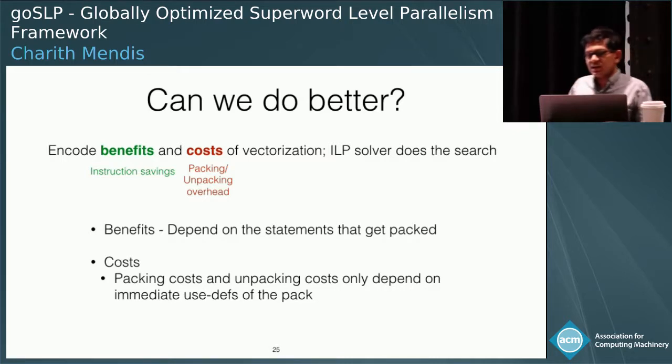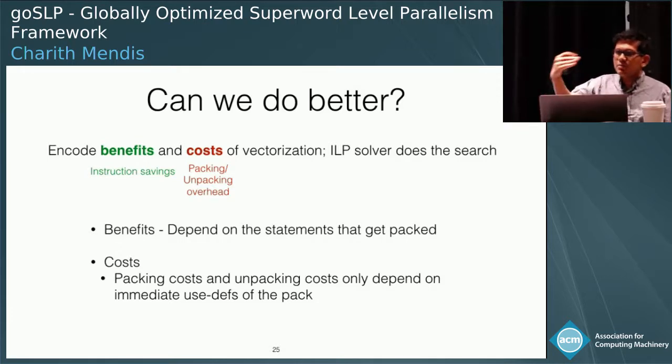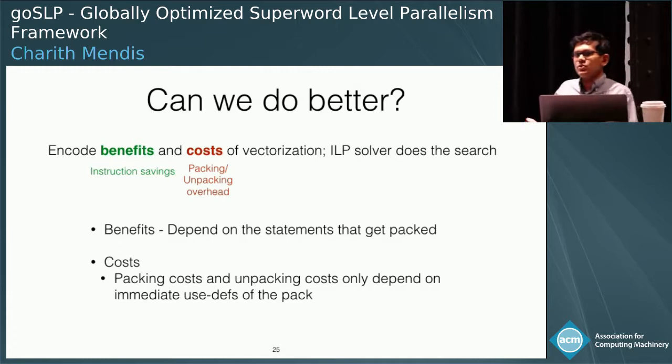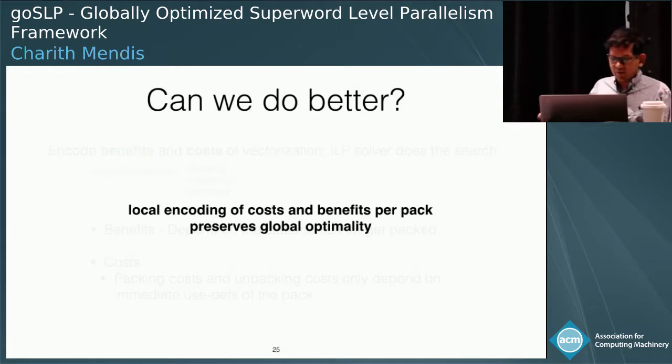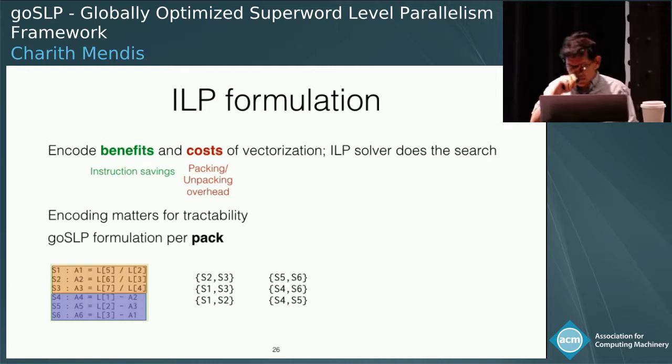But if you look at the costs and benefits of vectorization more closely, they are very local. For instance, benefits only depend on the statements that get packed together. And the costs of packing and unpacking only depend on the immediate users and definitions of those statements. So we can encode locally and still preserve global optimality. So that's the approach we use in goSLP.